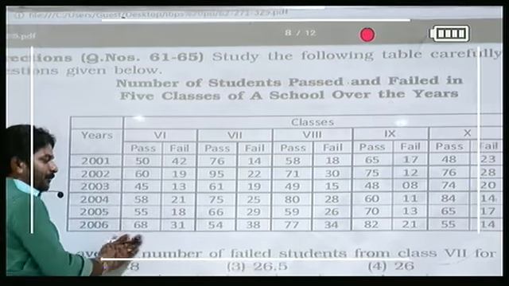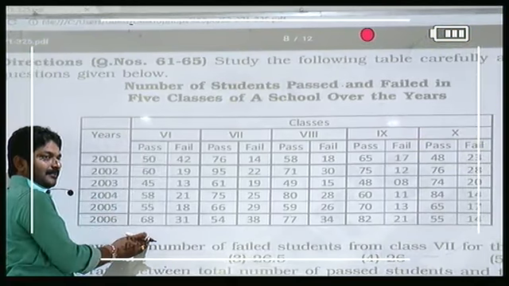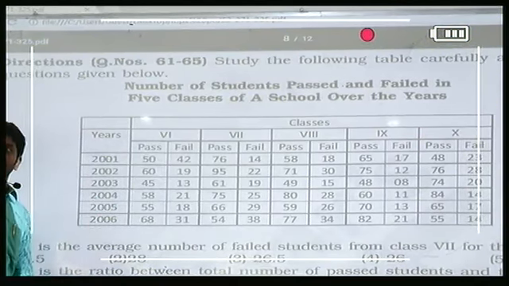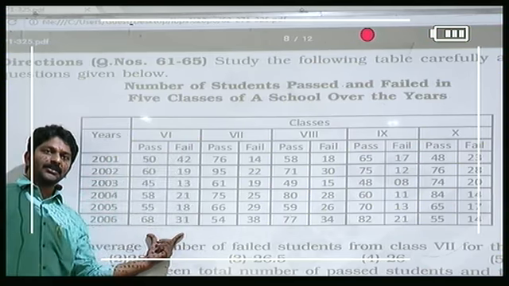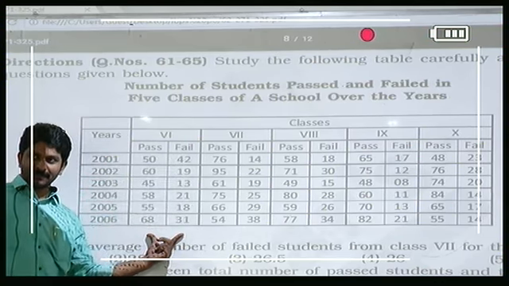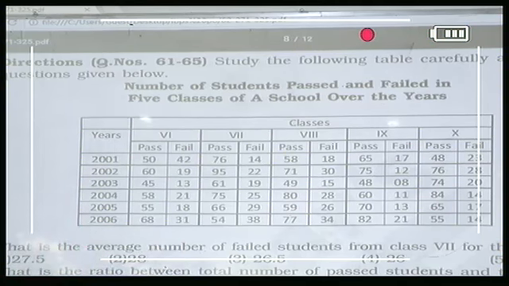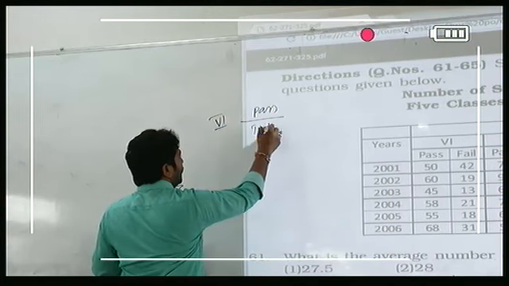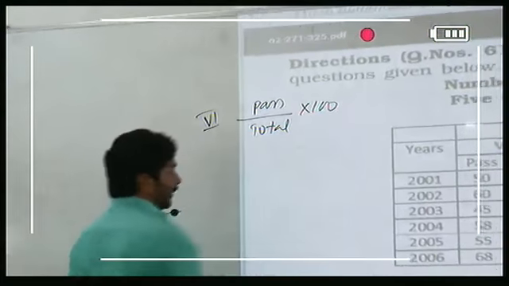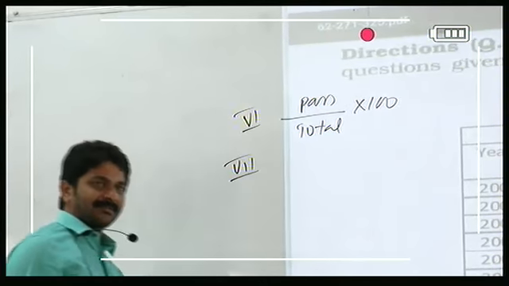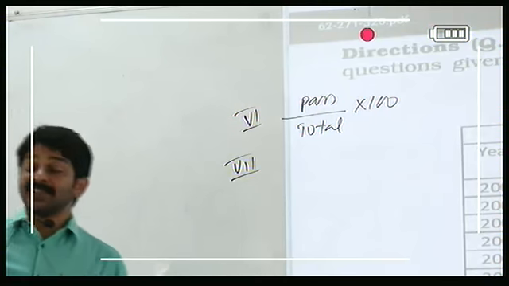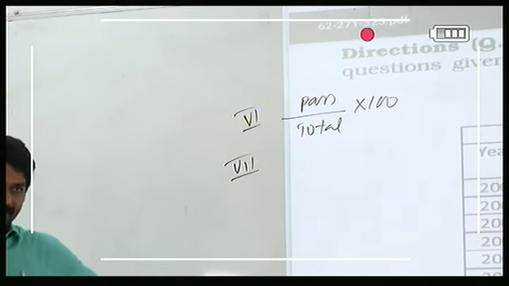So you have to take total pass candidates and the total number of students. Students in the sense you need to add failures. When you add both, you will get total number of students. So in 6th class, total number of students who got passed by total number of students into 100 for all the years together. Like that you have to do it for every class. And which class has the maximum pass percentage? That's what you need to calculate.